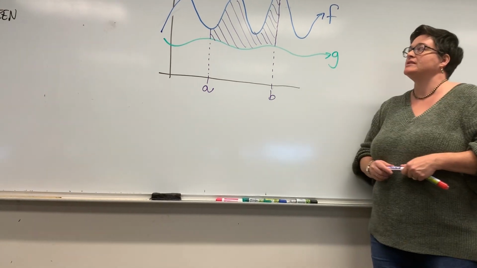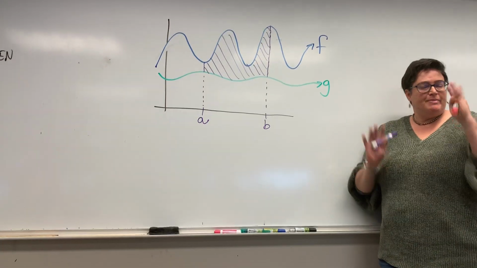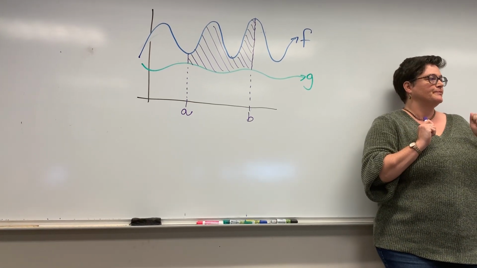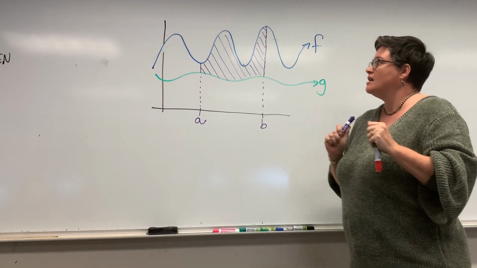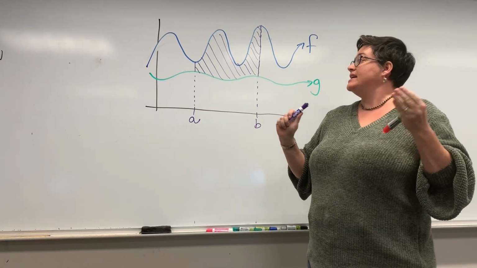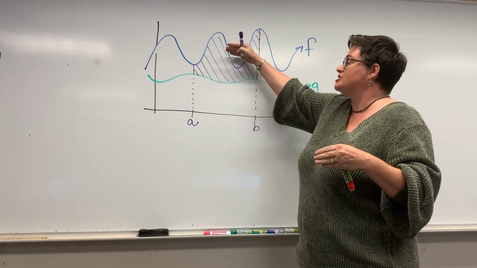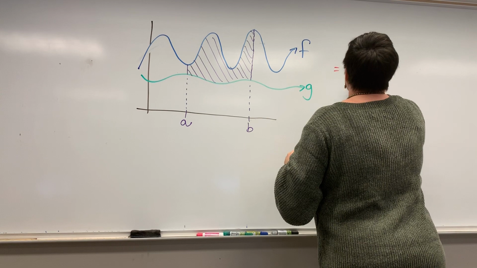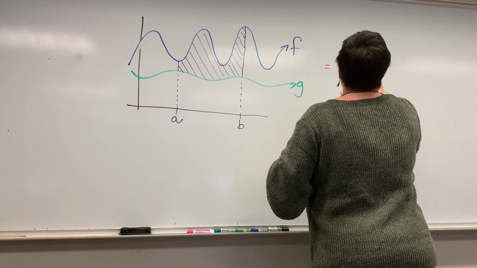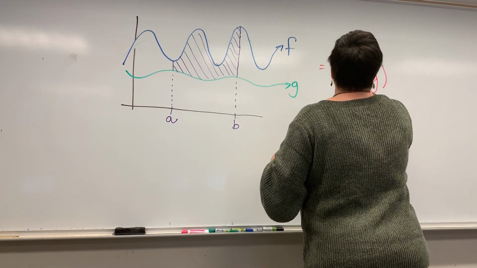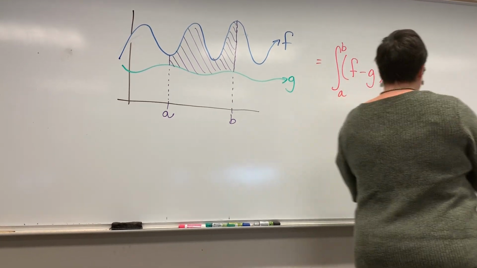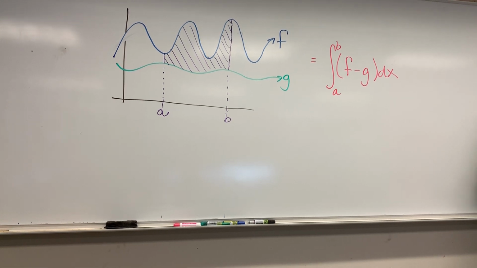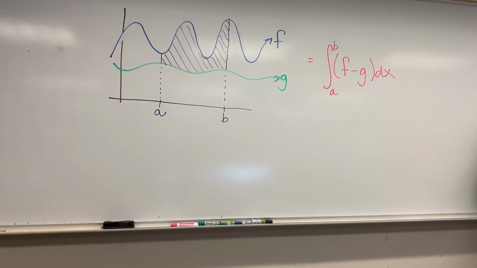This sounds really bad, but bear with me. It'll help you to remember: whoever's on top comes first. Seriously though, guys, it's literally whichever function is on top that comes first in the process. So this becomes the integral from a to b of the top function minus the bottom function. Whoever's on top comes first.